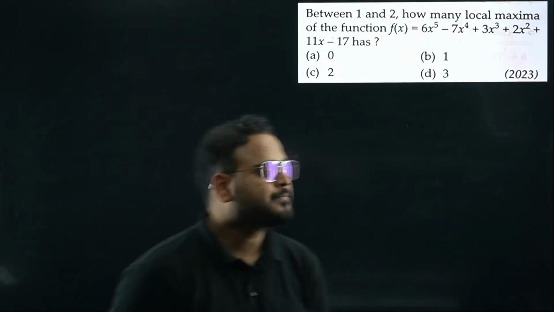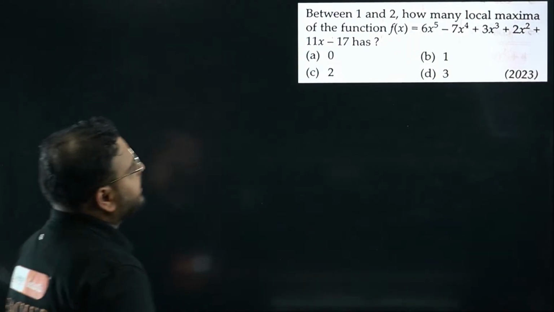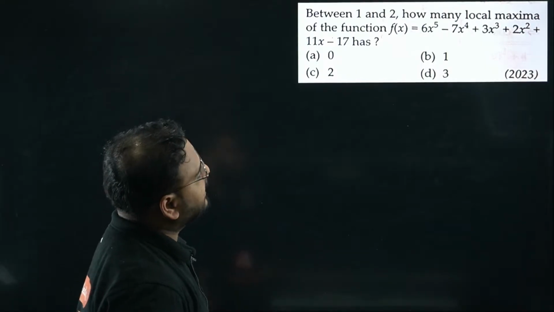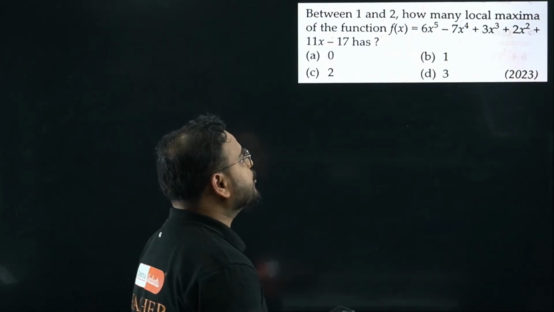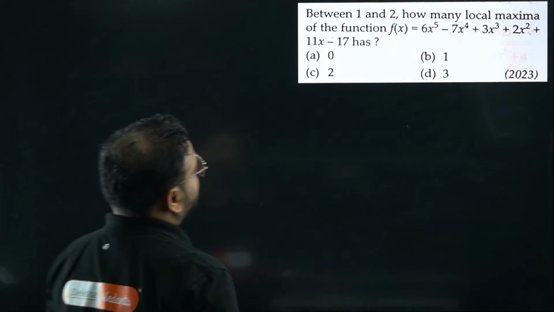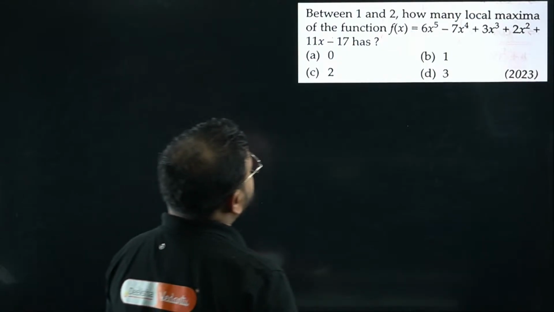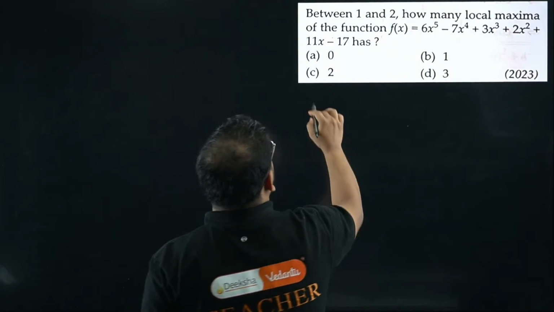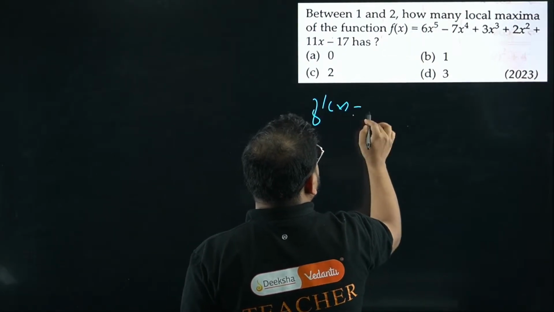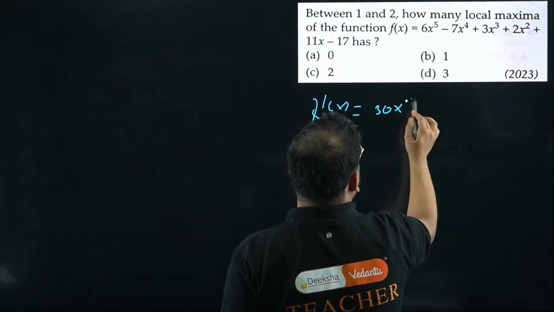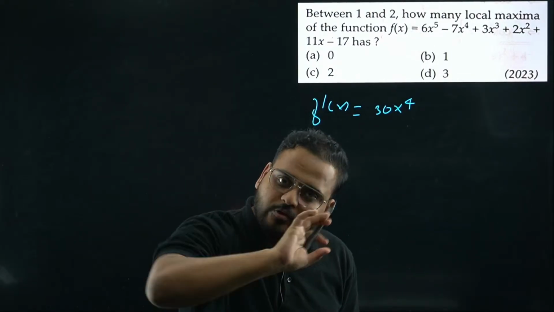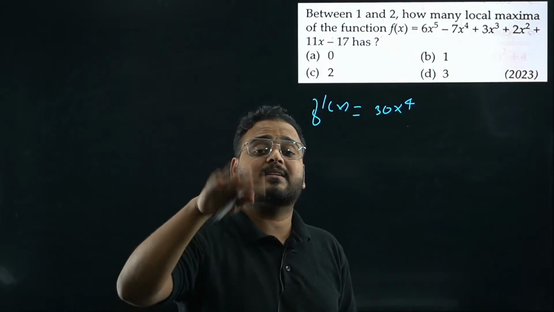Okay. Between 1 and 2, how many local maxima does the function f(x) equals 6x power 5 minus 7x power 4 plus 3x power 3 have? f dash of x we'll find first, 30x power 4. Sometimes if the question statement is different but you know the category, whatever you know, try that out. From there you can get better clarity.